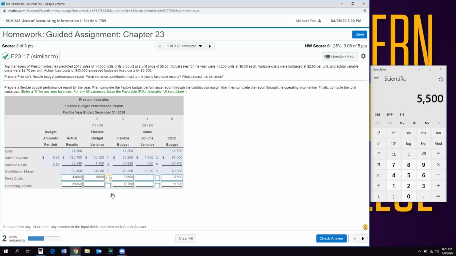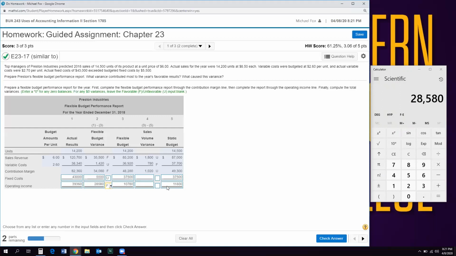Just remember this, if your costs are higher, you'd consider that an unfavorable thing. If your revenues are higher, you'd consider that a favorable thing. If your revenues were lower, you'd consider that unfavorable. And if your costs are lower, you would consider that favorable. So just think of it in those terms. So our operating income, 39,360 minus 10,780. So a difference of 28,580. And I don't know about you, but I think having an operating income that's higher is a favorable thing.